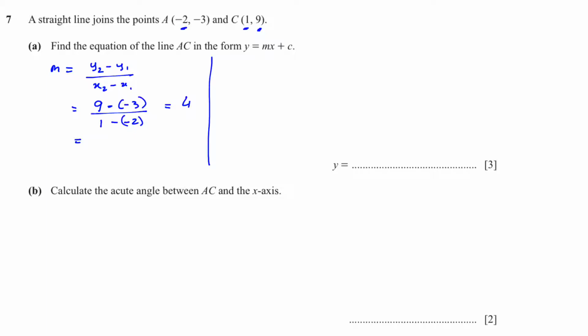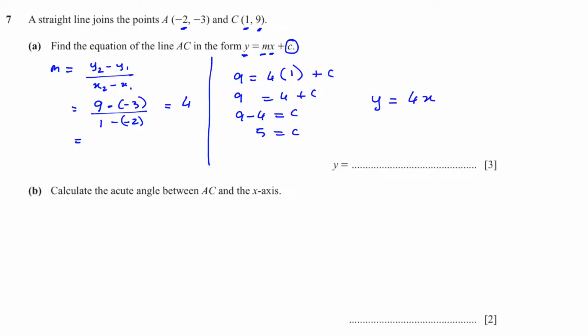In this equation, replace y, gradient and x to find your y-intercept. You can choose any point you want. So I'm choosing C. 9 is equal to 4 times x, which is 1, plus C. 9 is equal to 4 plus C. 9 minus 4 is equal to C. 5 is equal to C. So your equation of the line is going to be y is equal to, replace the gradient you found and replace the y-intercept you found.